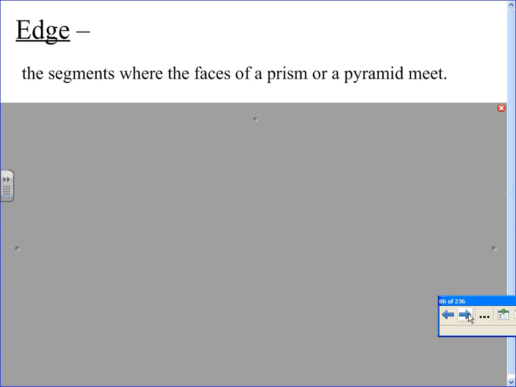Now, if I have a pyramid, it works the same way here. This is our pyramid. There's still our edges here. The biggest difference between a pyramid and a prism is what? What's the biggest difference between a pyramid and a prism? Sean?